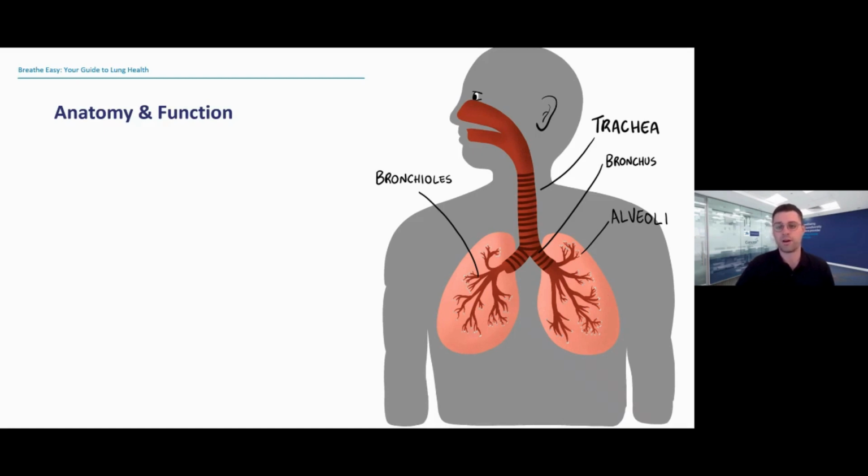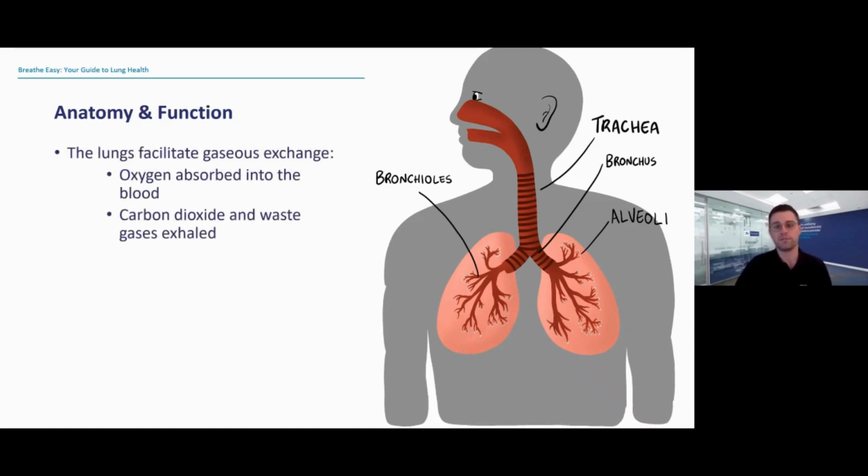So the lungs are part of a complex system called the respiratory system, and its function is to facilitate gaseous exchange, so providing oxygen to the body and expelling waste gases. Okay, it's useful to understand the anatomy of the lungs. So we can start broad and think of a big tree. Okay, and if you turn that big tree upside down, you would actually see a similar structure in the lungs.